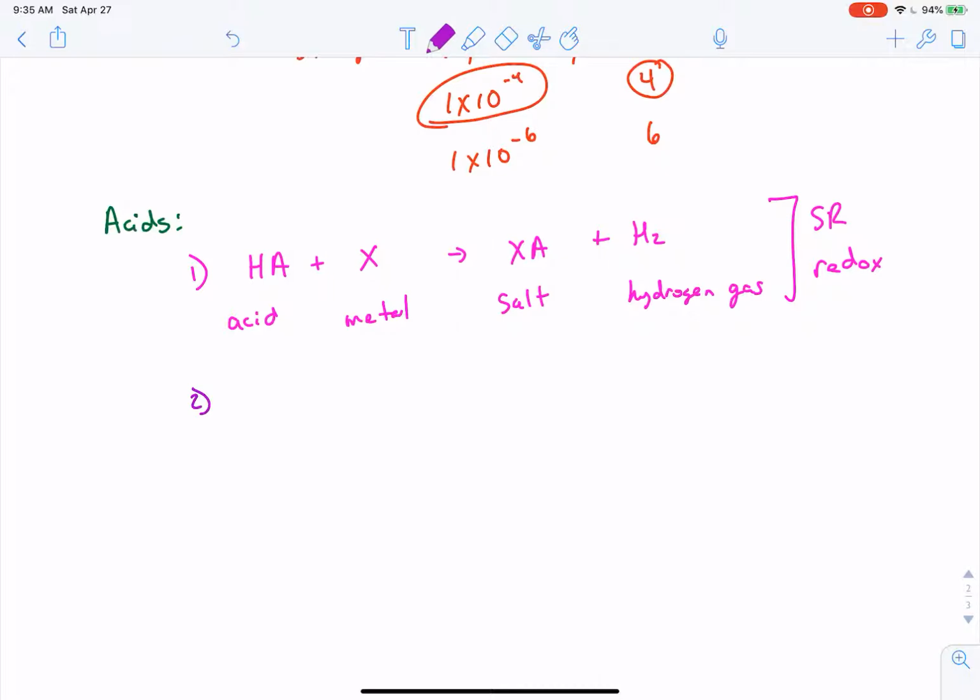Okay. Next one. Acid with a metal oxide is going to form a salt and water. I don't know why I wrote X2O in this case, but I just wanted to make sure that you knew that X was a +1 charge. So I wrote it that way. It could be XO and it'd be a +2 charge. That's fine, but just trying to keep things as simple as possible.